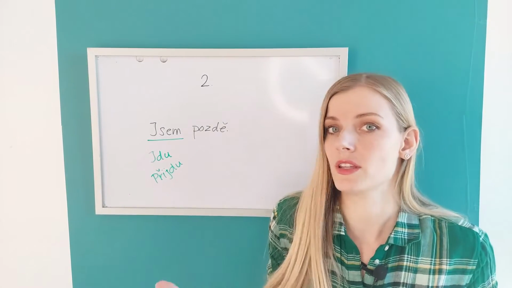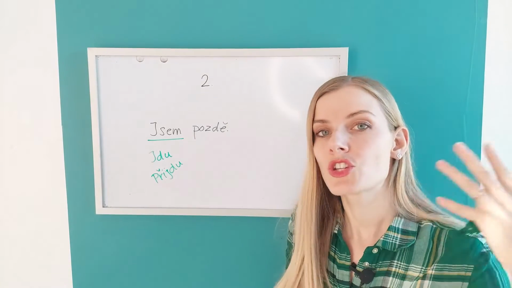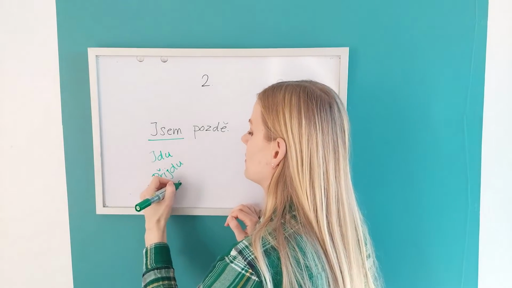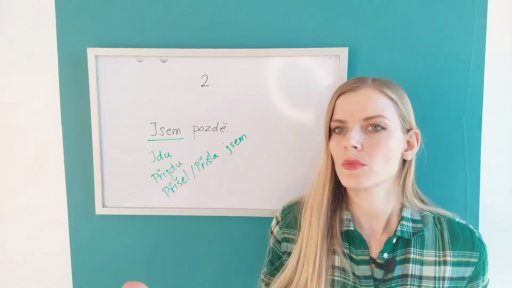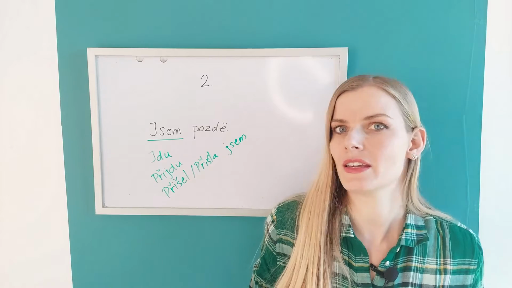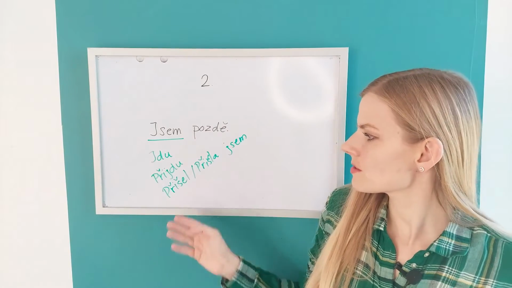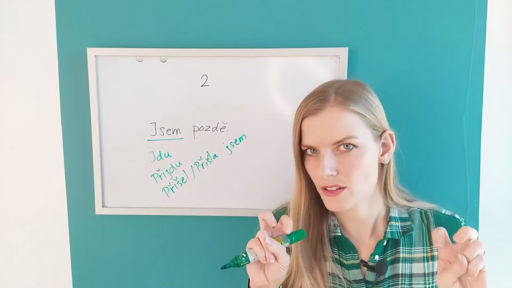We will arrive late. Or the past is also with přijít. Přišel jsem, přišla jsem pozdě. I arrived late. So that's one option. If you say I am late, you say jdu pozdě. I'm running late. Přijdu pozdě, I'll be late, I will come late. Přišel jsem, přišla jsem pozdě. I was late. I arrived late.